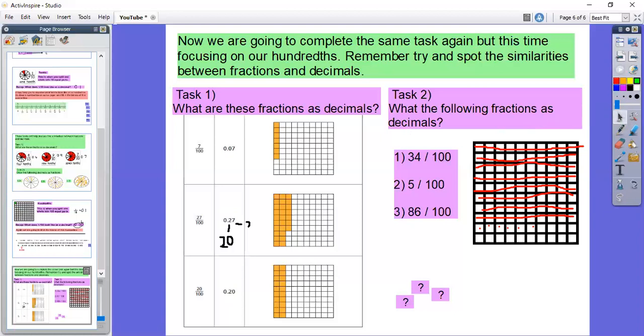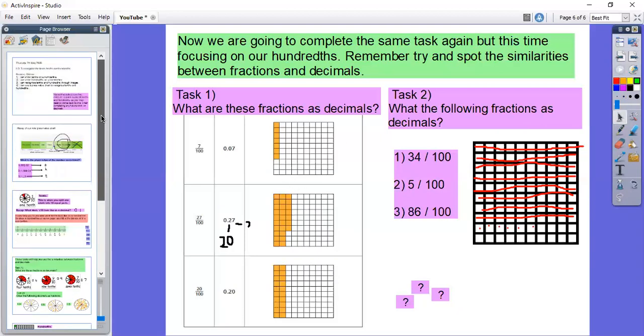So I hope this video has helped you understand tenths and hundredths a little bit more, because next week we'll be moving on with our decimals. So just try your best when it comes to this. I know it's very tricky, especially as me, Miss Ryan, not there to help you. But as long as you're trying your best, that's all that matters.